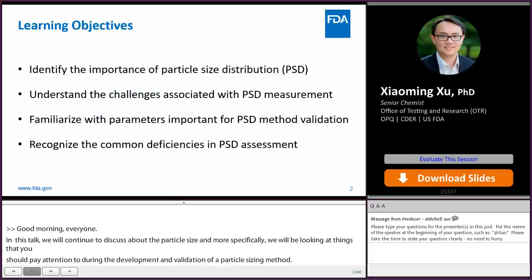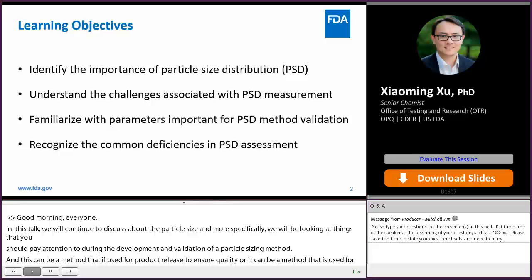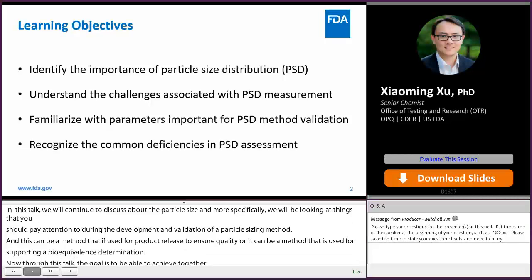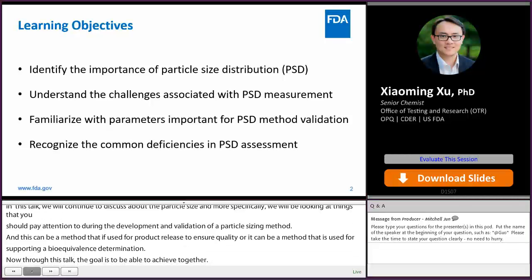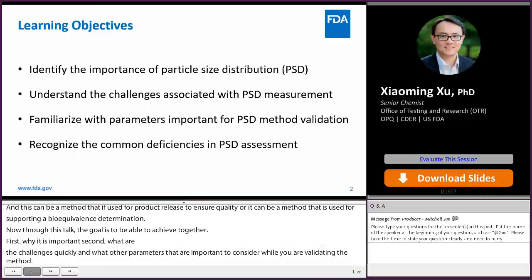Now, through this talk, the goal is that we're able to achieve the following four things together. First, why is it important to determine the particle size distribution, or PSD? Second, what are the challenges? And what are the parameters that are important to consider while you are validating the method? And lastly, what are the common mistakes to avoid, which we will use some example deficiencies to help you understand better.